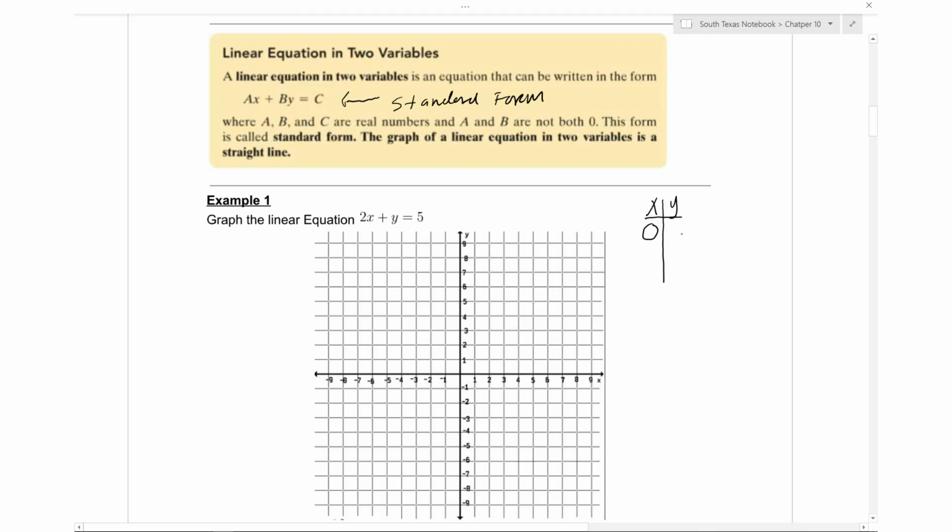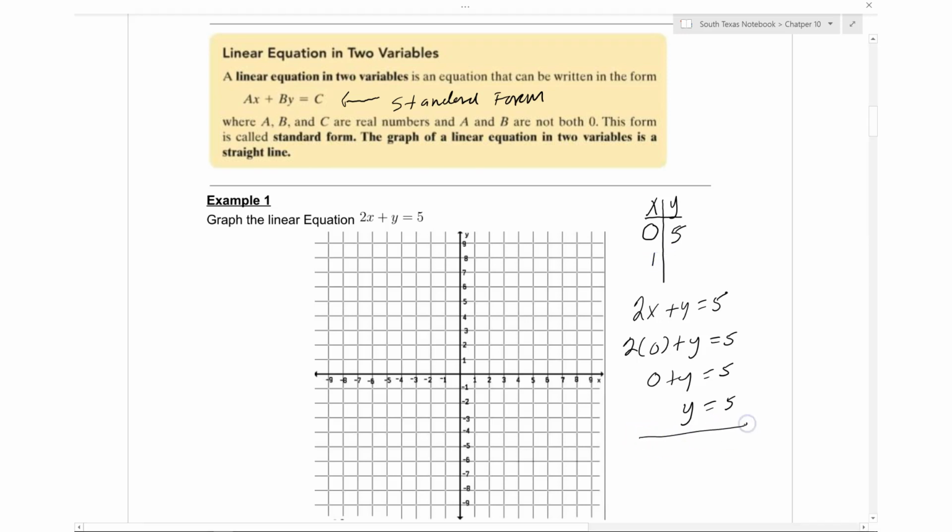So we're going to have to substitute x equals 0 into the equation. And this equation is 2x plus y equals 5. So it's going to be 2 times 0 plus y equals 5. The product of 2 and 0 is 0, so we have 0 plus y equals 5. Therefore, y is equal to 5. Now you can choose any number besides 0, and I'm going to choose 1.